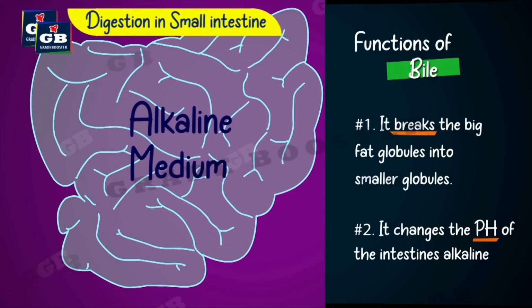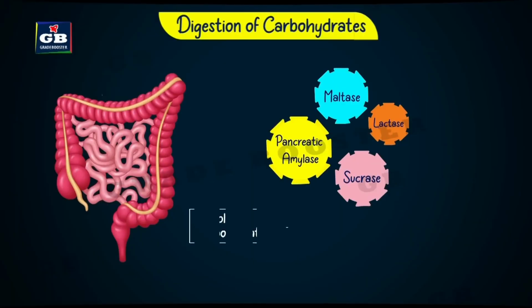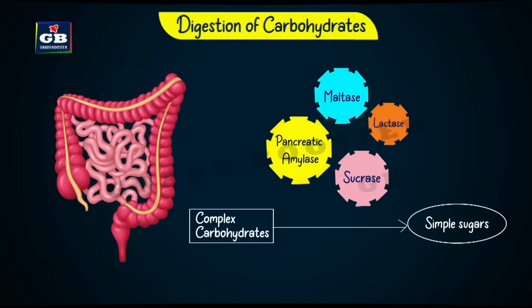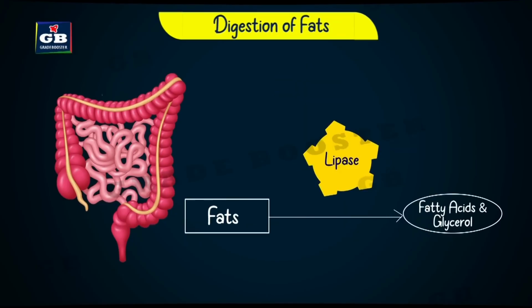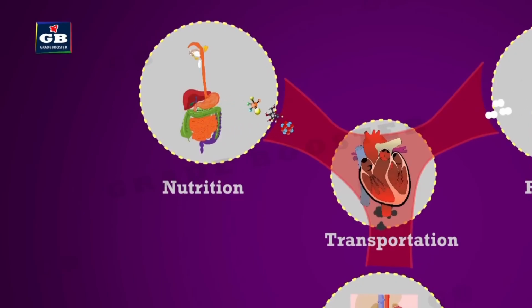The digestion of the food gets completed in the small intestine. In the complete process of digestion, carbohydrates are converted to sugars, proteins are converted to amino acids, and fats are converted to fatty acids and glycerol. The nutrients that are formed in digestion reach the cells through the blood circulatory system. But how do these nutrients enter the blood circulatory system?